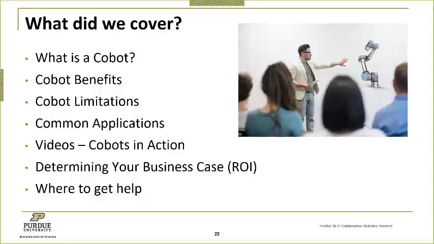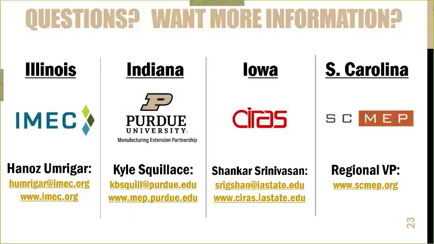All right, so I know we're about 5 minutes left. What did we cover? Hopefully I went through all these different topics that I mentioned at the start of the presentation, and really gave you a sense of what Cobots are, what they're good for, what their limitations are, and how to do a business case on the Cobots. And of course, where to go to get help. With that being said, if you want more information, here are some contacts you can reach out to within your different states to get assistance. And of course, it would be good to capture a quick screenshot of this slide so that you can reach out to these individuals if you want to follow up with some more questions.